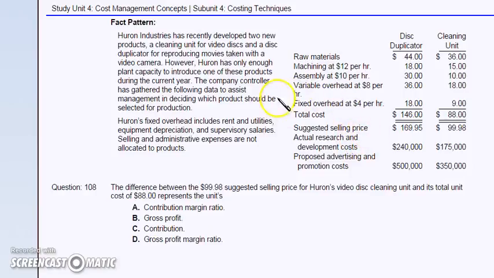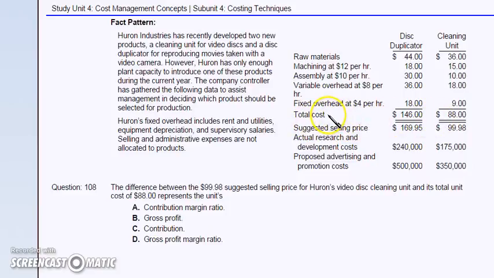This question is an ideal example for such kind of question which seems to be a little bit complicated. They are having a lot of data in them, but in fact they are simple questions. Now in this question, this is the cost data given to us. You see raw material, machining, assembly, variable overhead, fixed overhead, and also we are being provided the total cost, right?